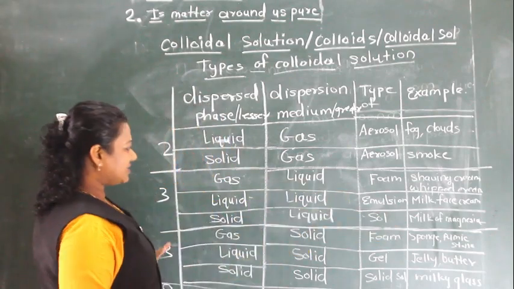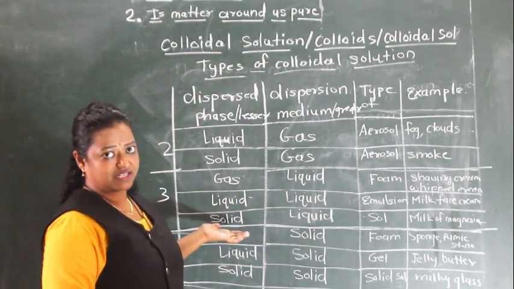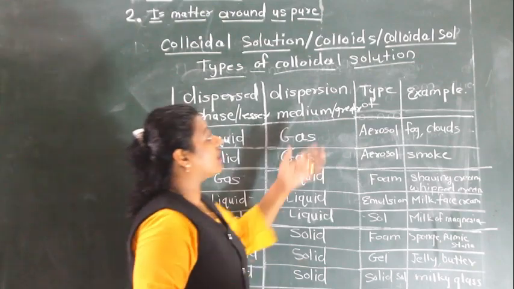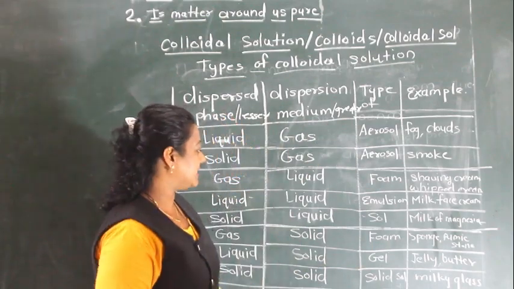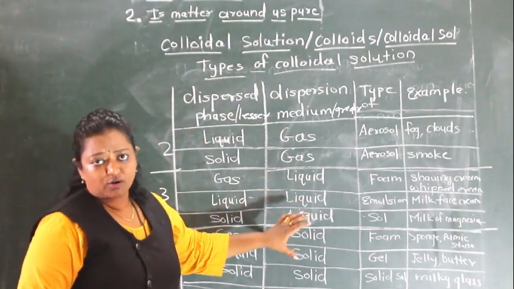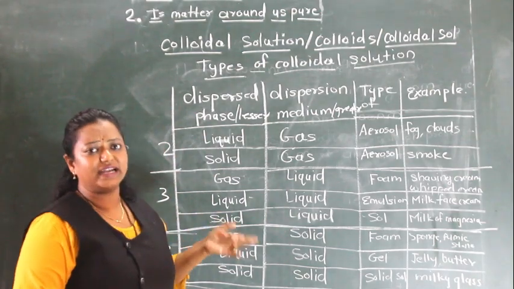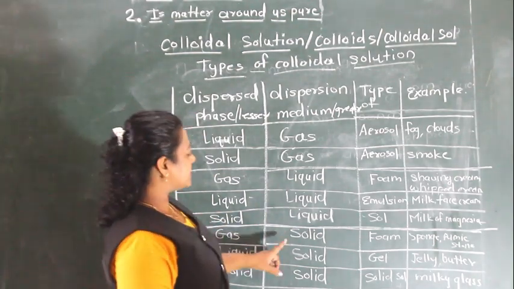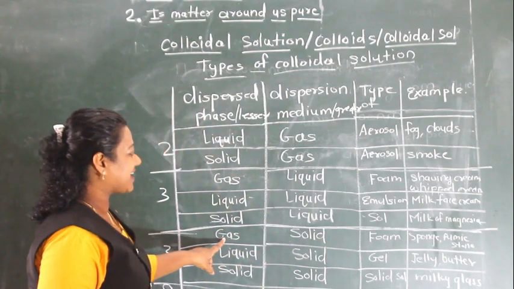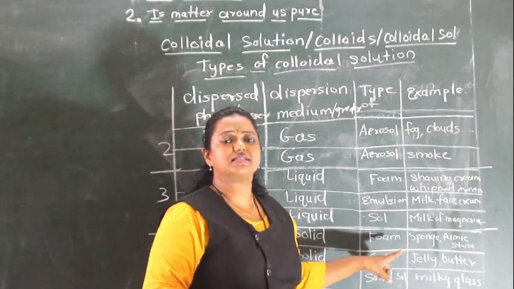Okay, now the three types of liquid and other states of the colloidal solution we have completed. Now we will go for the third type of colloidal solution, that is solid. The dispersion medium will be the greater amount, and that will be solid. The dispersed phase will be either solid, liquid or gas. First we will see the dispersion medium is solid and the dispersed phase is gas. This is also an example of a colloidal solution, that is foam.